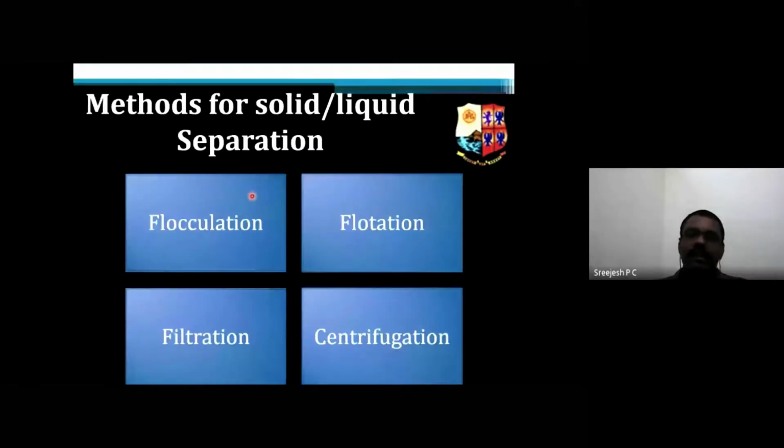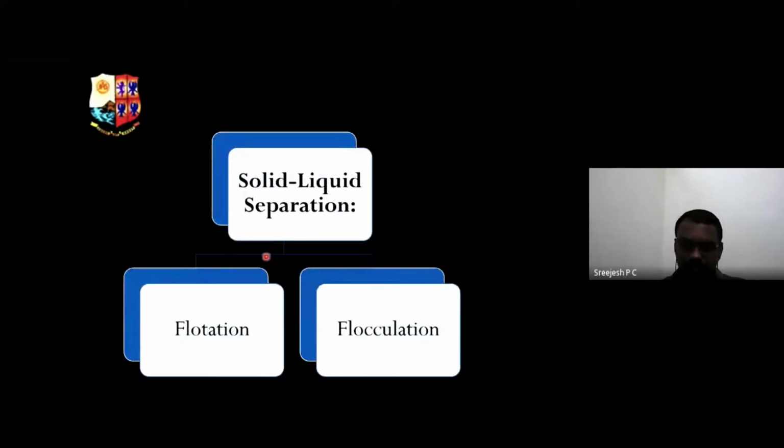As I mentioned, there are various methods for the separation of liquid and solid, which include flocculation as one method, flotation as another, filtration and centrifugation. These are the four common methods that we are going to discuss in the coming classes. In today's class, we will try to concentrate on two, but I don't think the time will permit discussing both techniques. So we will discuss flotation today, and flocculation in the next class. The first aspect we are going to concentrate on is the flotation technique.